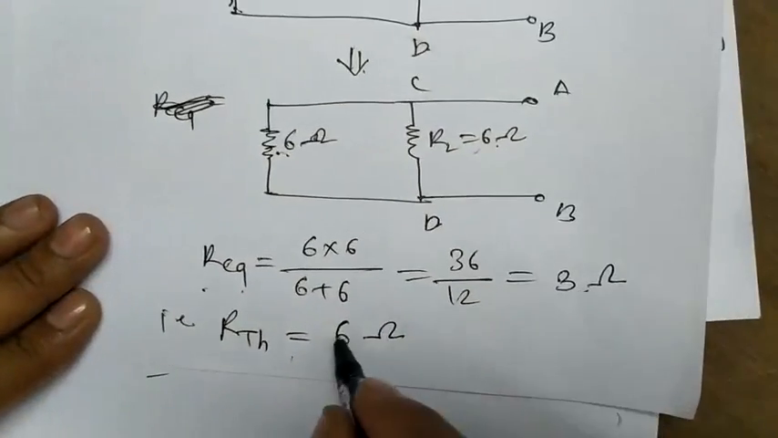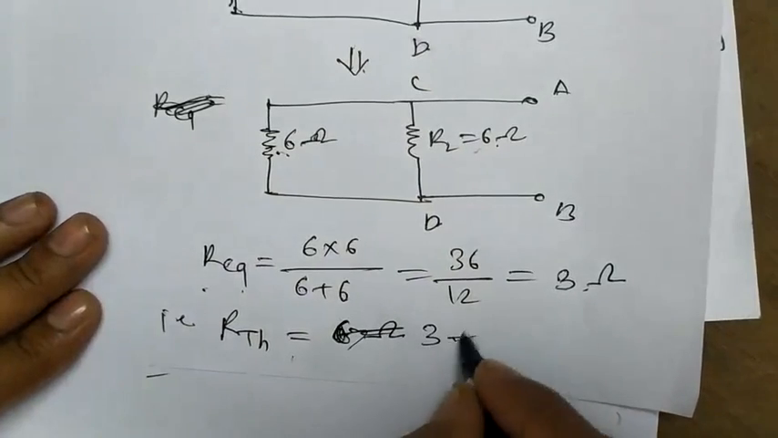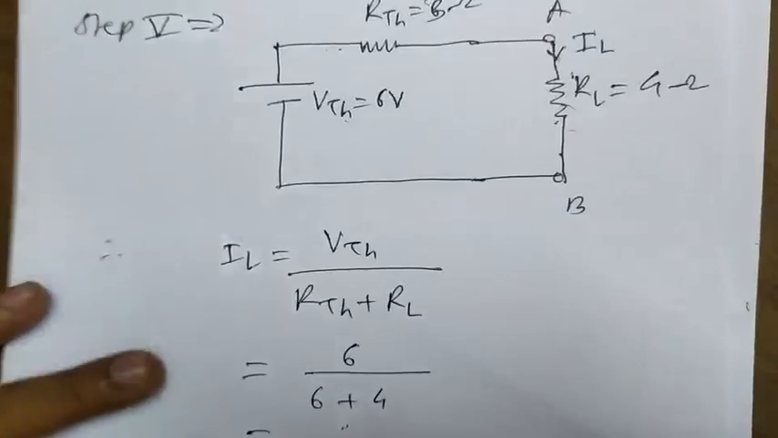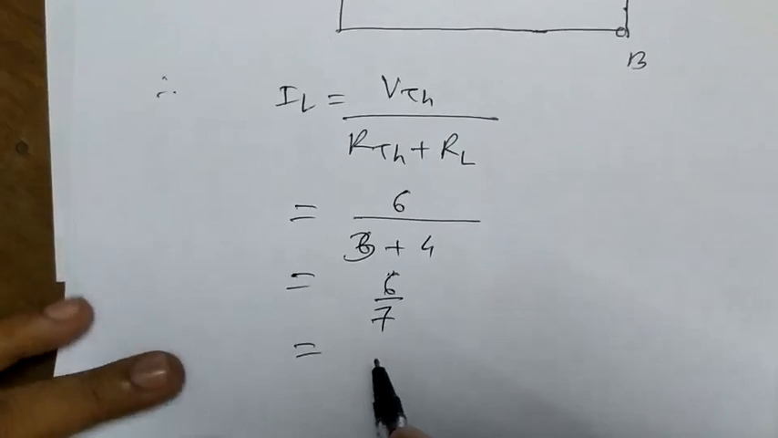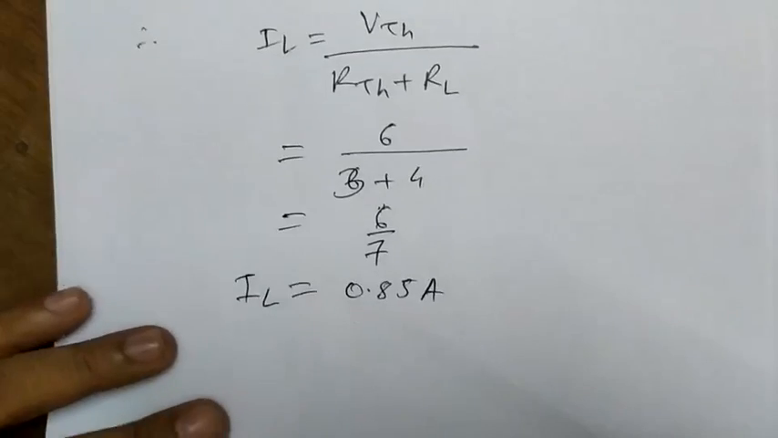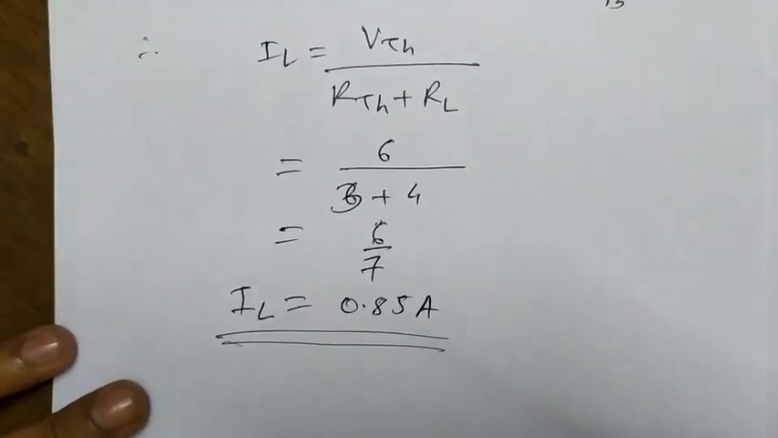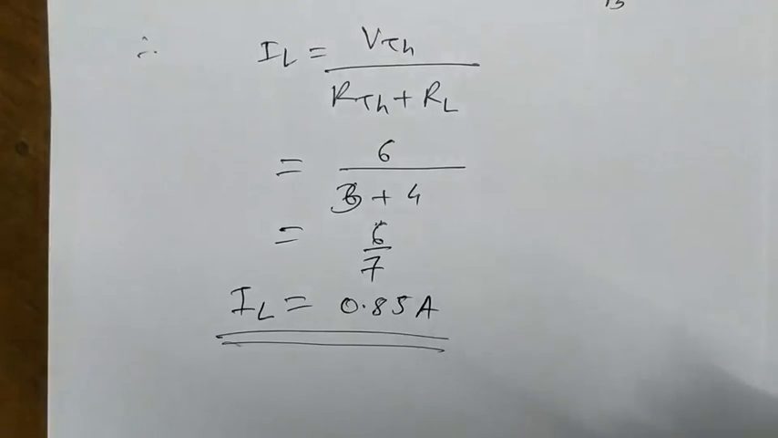Actually RTH is equal to 3 ohm; we had written 6 ohm by mistake. We have taken 3 ohm, so IL is 6 by 7, that is equal to 0.85 ampere. This is IL. Now by using these 5 steps, we can Thevenize any circuit and we can calculate the load current, the current flowing through the load resistance RL.